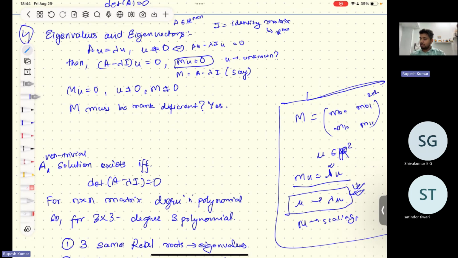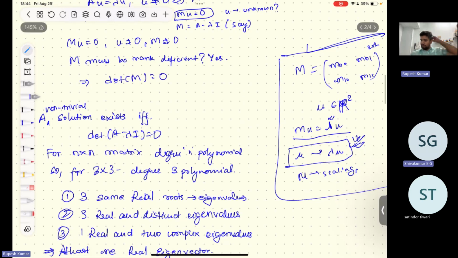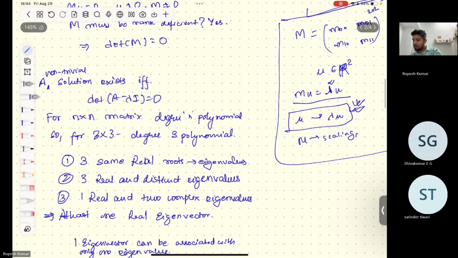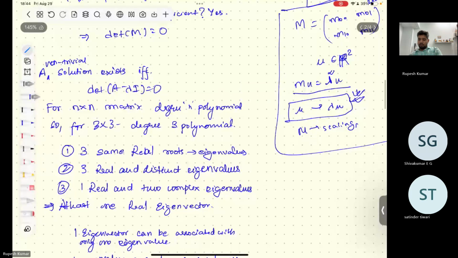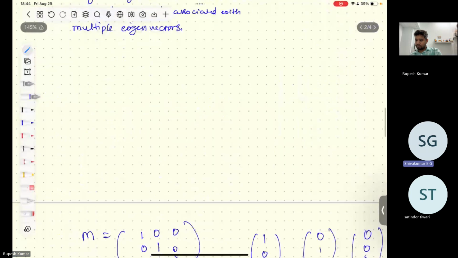So the only thing that is important here is M must be rank deficient. That is, determinant of M has to be 0. So what does this mean? This means determinant of A minus lambda I has to be 0. Fine. Now, from this, you can set up a system of equations and get the values of eigenvalues, right?